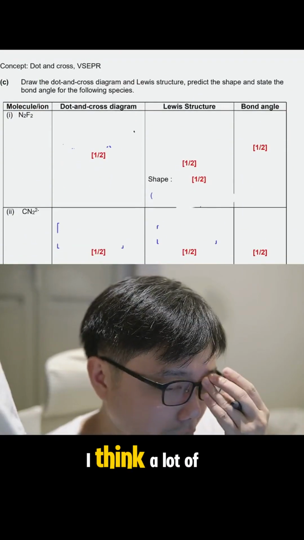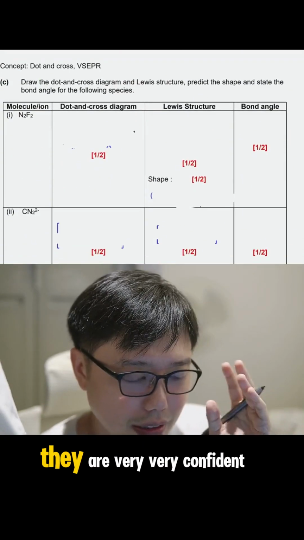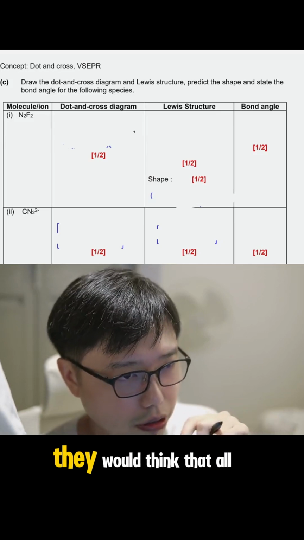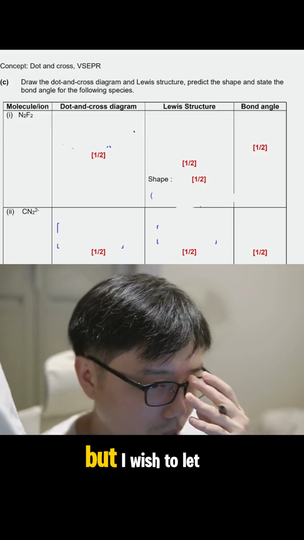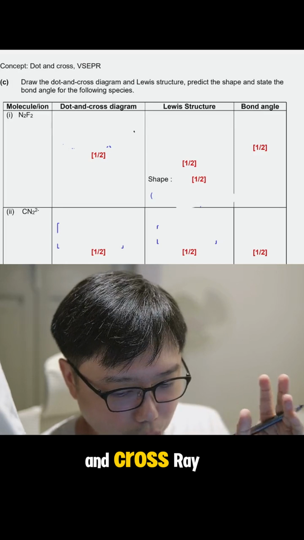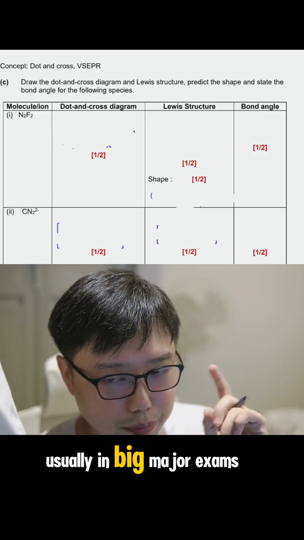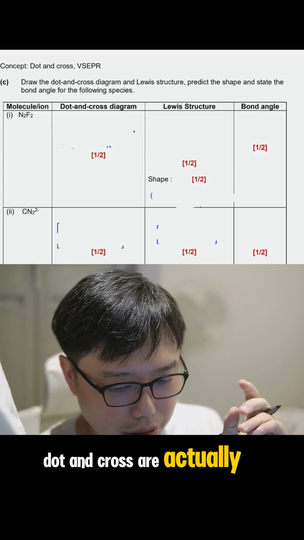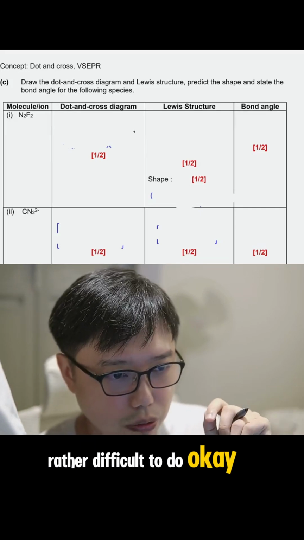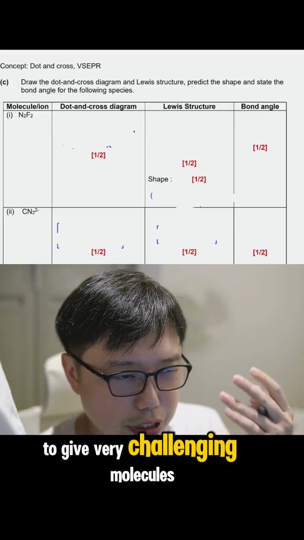Okay, dot and cross, right? I think a lot of students think they are very confident in this dot and cross. They would think that, oh, it's very easy to do. But I wish to let you all know that for dot and cross, usually in big major exams, they are actually rather difficult to do. Most of the time we'll try to give very challenging molecules.